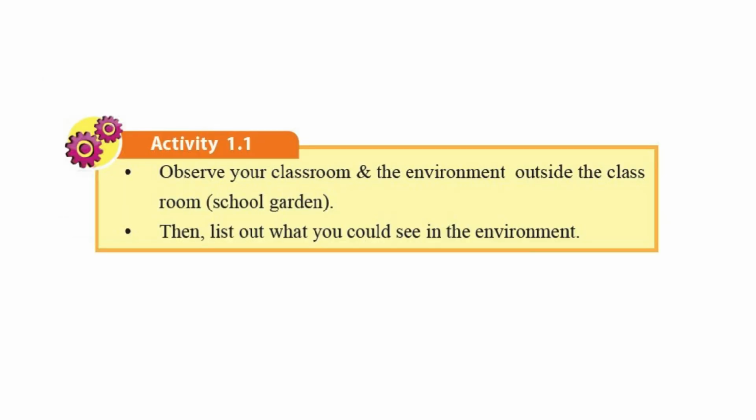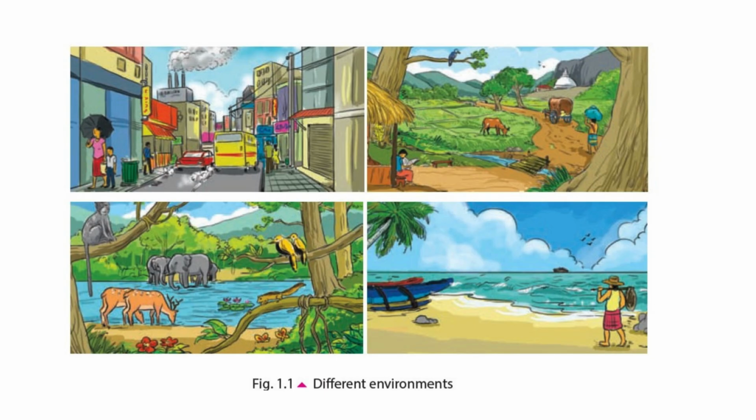Activity: observe your classroom, the environment outside the class room, school, garden. Then, list out what you could see in the environment. You can observe many different things in the environment as well as in the classroom. Different environments consist of different components. Find out the things that you can see in the following different environments.